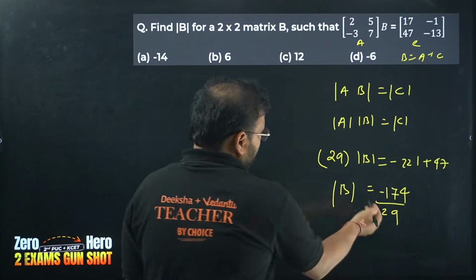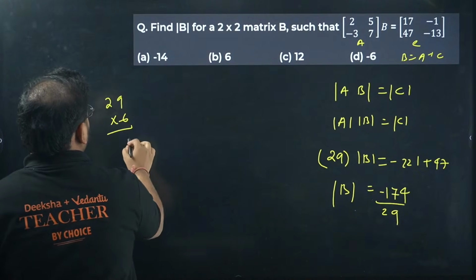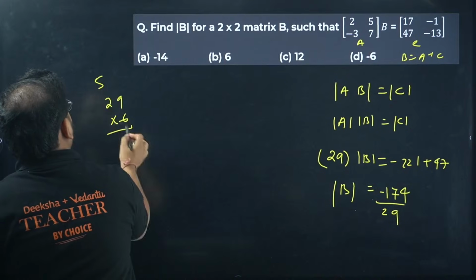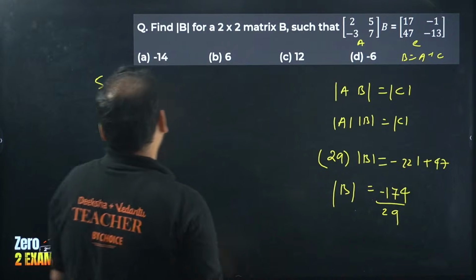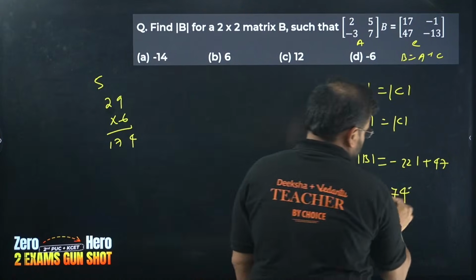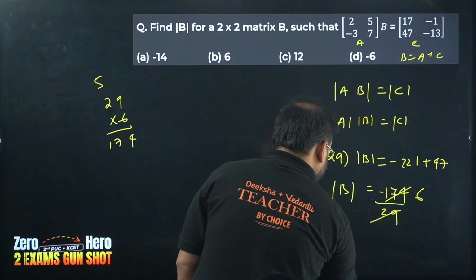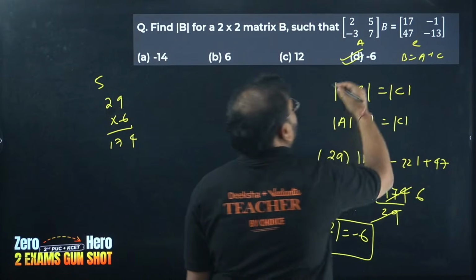9 and 6 can be multiplied. 29 into 6. Check, because 9 6s are 54. So we have carry 5. 18 plus, okay, one second. 12 plus 5 is 17, correct only, no? Yeah, correct. This is 6, which means the answer for determinant of B is minus 6. Option D.